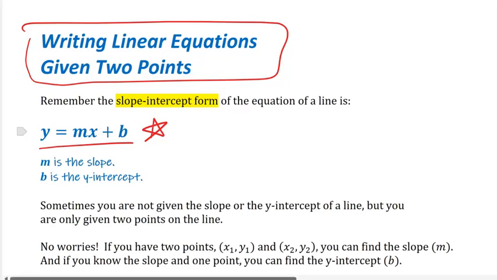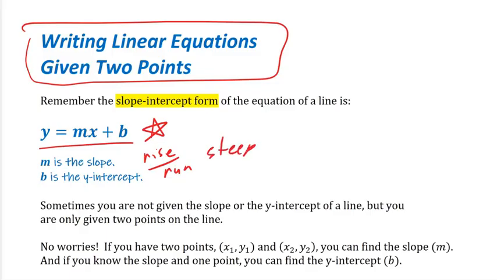I love slope-intercept form. And remember, m is the slope. It's rise over run, right? So it's always some kind of a fraction. Remember, it describes the steepness of the line, and it describes how the line moves, right? That's the m. It's how it moves.